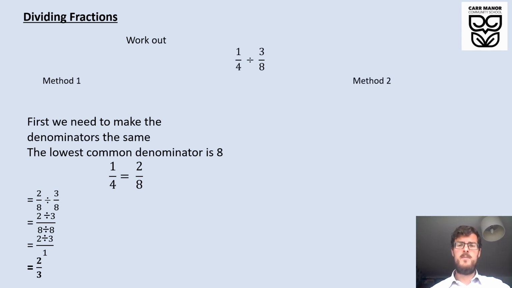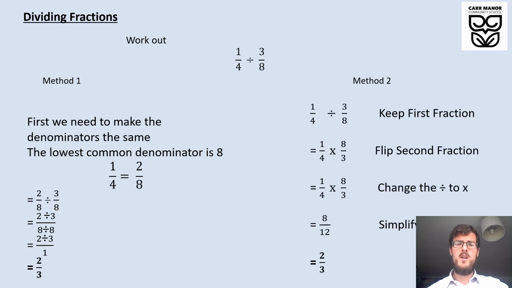The second method is the keep, flip, and change method. So what we'd want to do is keep the first fraction, 1/4. We'd want to flip the second fraction. Instead of 3/8, we'd want it to be 8/3. And we'd want to change the divide sign to a times. So we'd end up with 1/4 times 8/3. And as we multiply across, we'd end up with 8/12. Now we do need to simplify this because 8 and 12 have a common factor of 4. So if we divide them both by 4, we end up with 2/3. And of course we get the same answer, because it doesn't matter which method you use, there's only one correct answer.